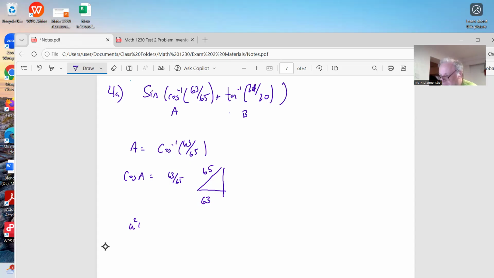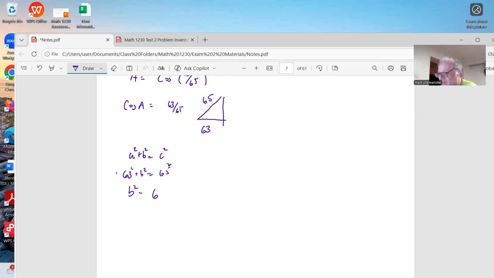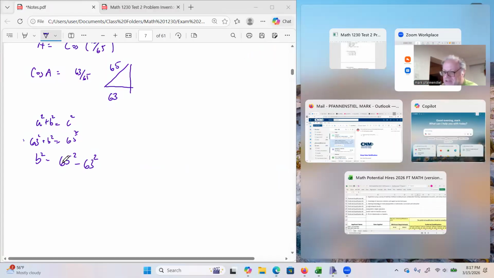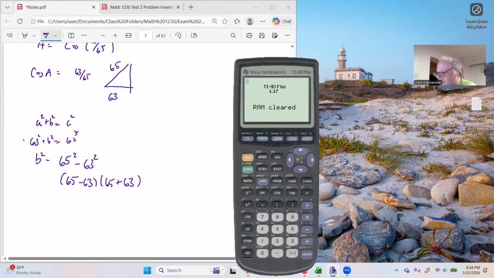So we have to remember a squared plus b squared is equal to c squared. Which one's c squared? That's going to be 65. And that's equal to 63, a for adjacent, plus b squared. Our job now is to figure out what b is. So we need that b squared is equal to 65 squared minus 63 squared. I'm going to get the calculator out in just a moment to do that. If I didn't have a calculator, I could do 65 minus 63 times 65 plus 63, because it's a difference of two squares. But I'm going to go ahead and get the calculator out.